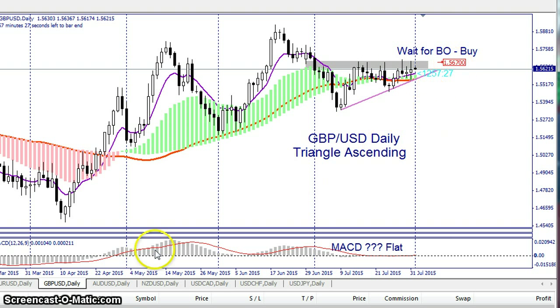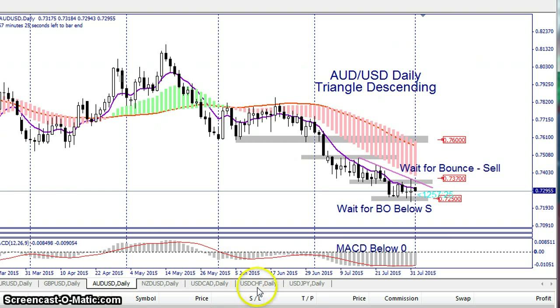Now we switch to the Australian USD. Here we have an example of the opposite. It's a descending triangle. You can see the upper trend line right here, and the bottom, which is support, in this gray rectangle.